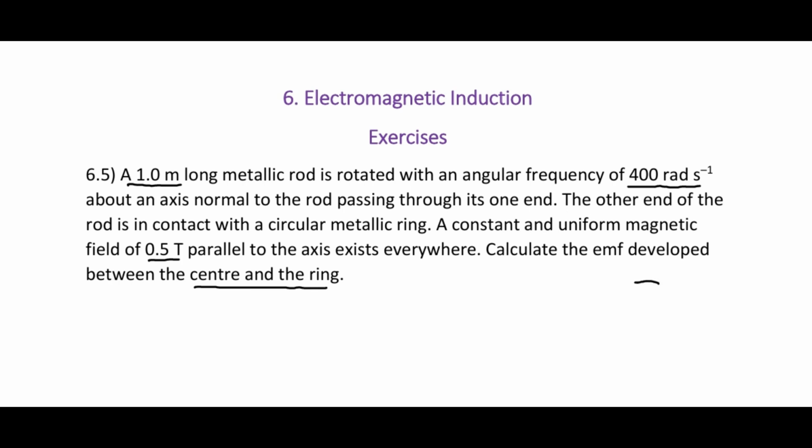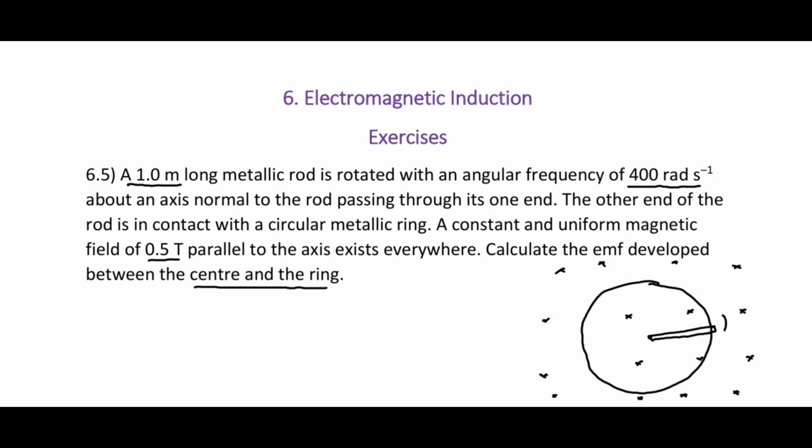So we can take the situation like this. This is a circular ring, where it is placed in a uniform magnetic field. And from the center to here, there is a rod. Now this rod is rotating. Then what is the EMF developed at the end of the rod? EMF developed between the center and the ring.